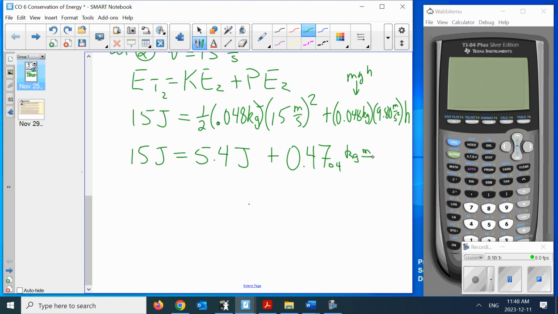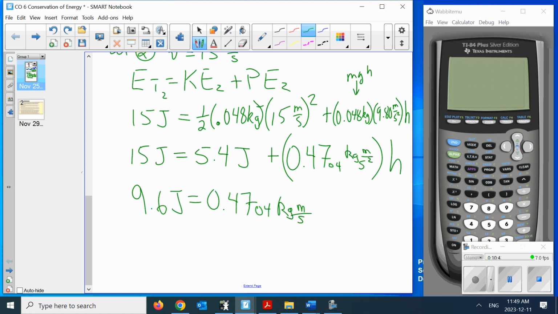Kilogram, that's times h. You know, algebra-wise, you have to subtract the 5.4 from the 15, and we get 9.6. I'm just keeping that 0.4, knowing that it's not significant, so I wrote it small. Now we have to divide, right? And we do get 20.